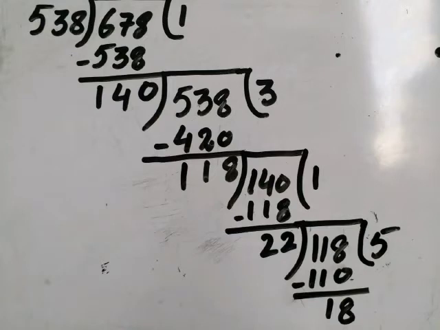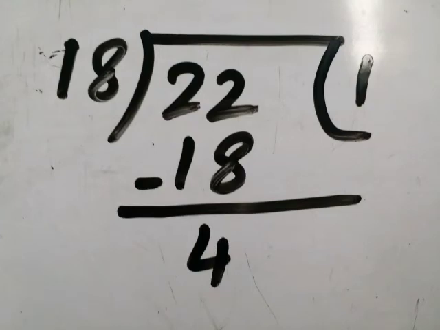Now we divide 118 by 22, we get 5 as quotient and 18 is the remainder. Now 18 is the divisor and 22 is the dividend. When we divide it, we get 1 as a quotient and 4 is left.